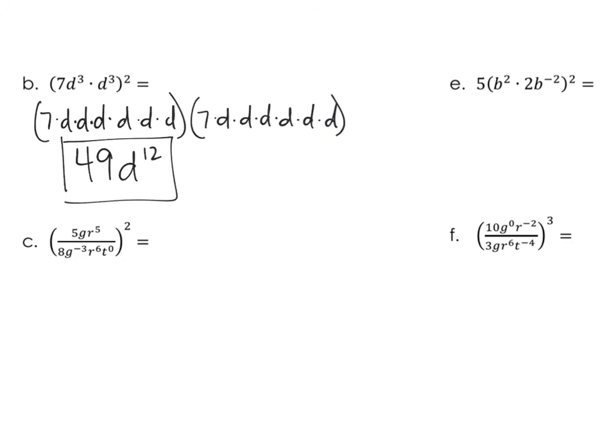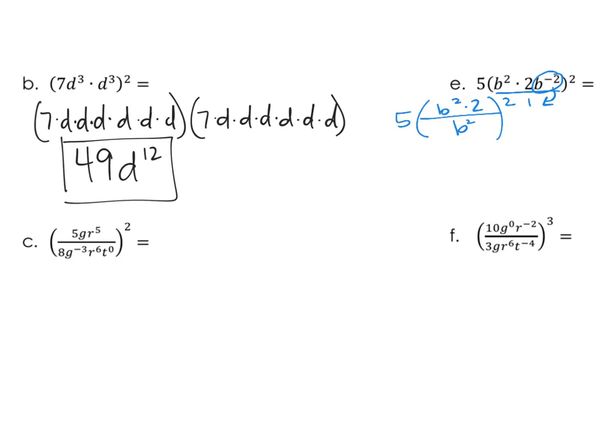Alrighty, on the next one, for E, we have a negative exponent that I see first. So I'm going to fix that. This is divided by 1, and that negative exponent is going to go to the bottom. So we have a 5 with a b squared times 2 on top, divided by a b squared on bottom, and that whole thing is squared.